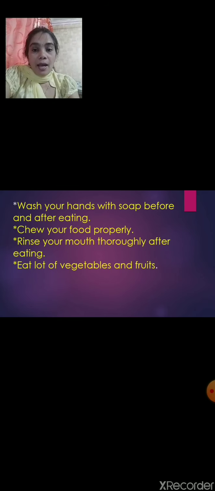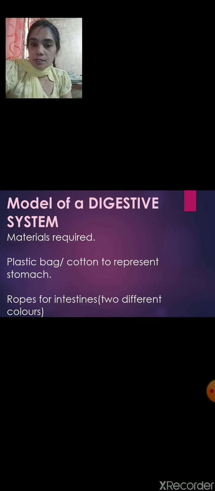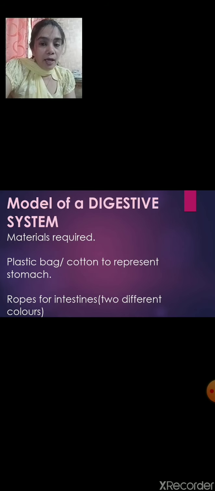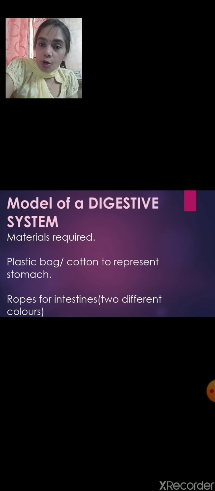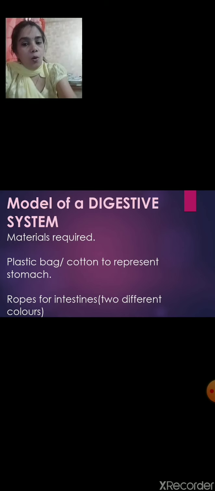Right, children? And now I'm going to explain to you about the model of a digestive system. As I showed you the picture of a digestive system, you will have to make it. You can use your own creativity. If you don't have anything to make a model of the digestive system, you can draw, or you can show your creativity by using waste materials which are available at your home.